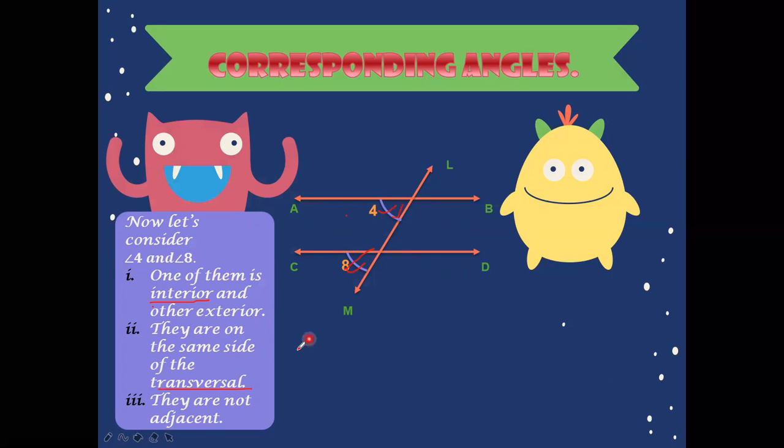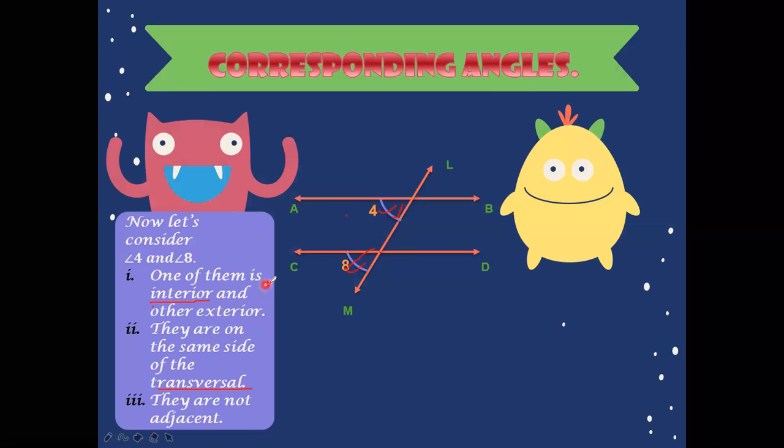Why are they not adjacent? Because they do not have a common vertex. The vertex for this angle is this one and the vertex of angle 4 is this one. So they are not adjacent as well. So there are 3 conditions for corresponding angles. Number 1, one should be interior and the other exterior. They should lie on the same side of the transversal and they are not adjacent.